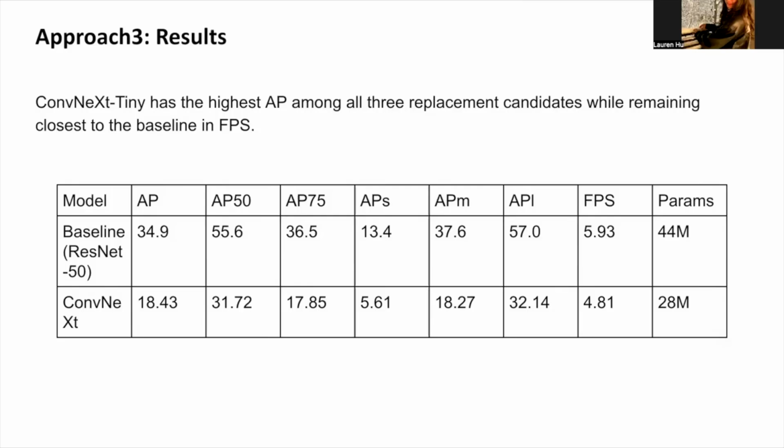So ConvNeXt Tiny is the best accuracy-per-parameter choice among the replacement backbones that we tried, but it doesn't close the gap with the ResNet 50 baseline, which could partially be due to how I implemented the training.